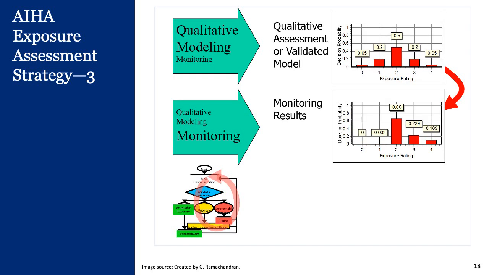Then we might decide to go and do some monitoring, collect a limited number of exposure data, and lo and behold, the monitoring data suggest that it is also a category 2 exposure. So the monitoring results are in sync with what our qualitative assessment is telling us. So the monitoring data suggests that it's category 2 with about 66% probability in that category.